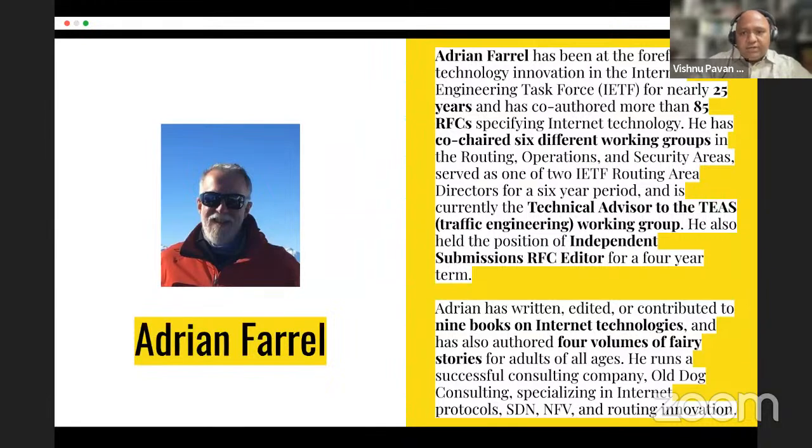He has been associated with IETF for well over 2 decades now and has co-authored more than 85 RFCs. He has been a co-chair of 6 different working groups spread across multiple areas. He has served as a routing area director over a 6-year period. He has also served as an independent submissions RFC editor for a 4-year term. He's currently serving as a technical advisor to my favorite working group, the TEAS working group in the routing area.